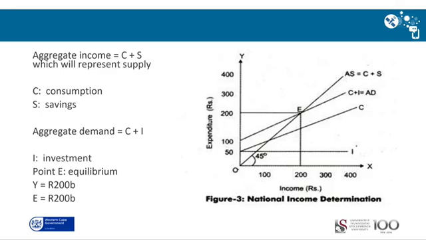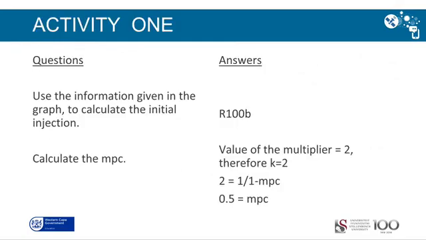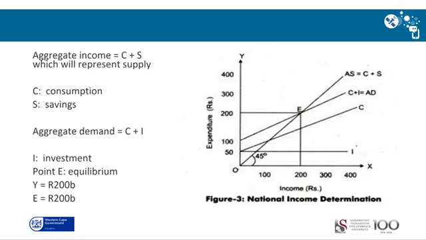And we know that at the point of equilibrium, which shows after that 100 Rand was invested, there was 200 billion Rand that was spent in total. Now the second question says, calculate the MPC, right? So we don't know what the MPC is, but we do know that the value of the multiplier is 2. How do we know that? Because our income is 200 and our expenditure was only 100.